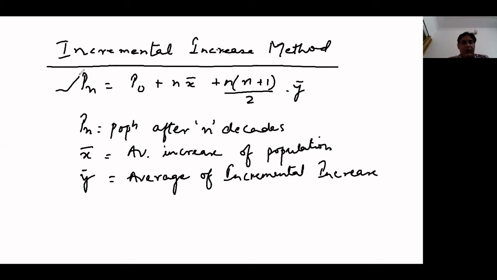Now, Pn signifies the population after n decades. P0 is the population of the last decade known. X bar is the average increase of population. Y bar is the average of incremental increase, right? So to understand this in a more comfortable way, we would take up an example of this particular method, right?